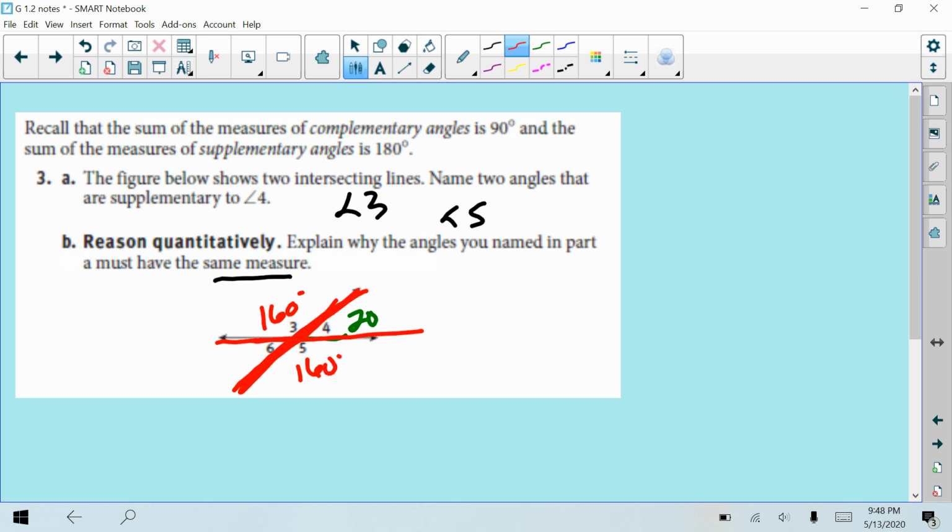No matter what I pick for angle 4, if these are both supplementary to 4, they're going to be the same. So pause the video, write that down. It's kind of a hard description to put into words.